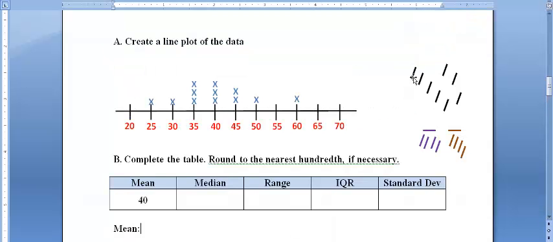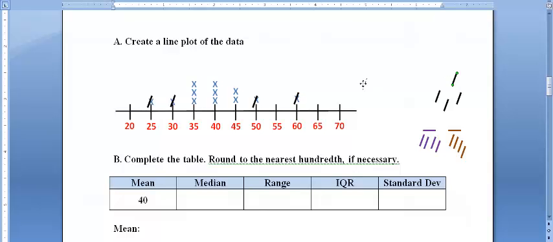So I'm going to take one of my crosses here and I'm going to cross off my lowest value of 25. So cross off your lowest value in your book, the 25. Then I'm going to go to the highest value of 60 and cross that one off as well. Then I go back to my next lowest number, 30, cross that one off. Then I go to my next highest number, which was 50, and cross that off.